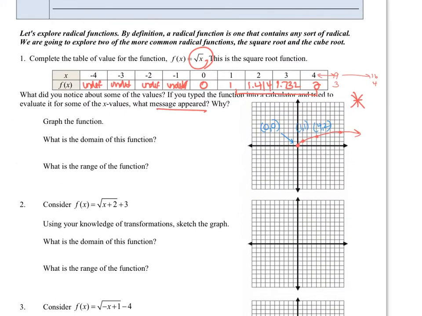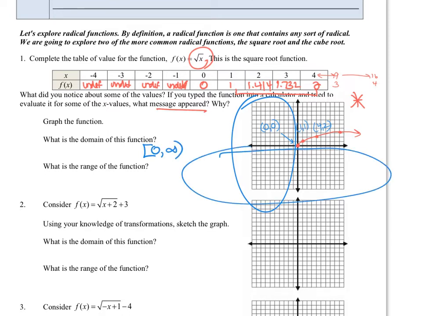It says, what is the domain? Notice you have no points over here. You can't take the square root of a negative. So your domain starts at 0 and goes to infinity. And at your range, notice you have nothing negative because the square root of a number is always going to be positive. So that's also 0 to infinity, okay?